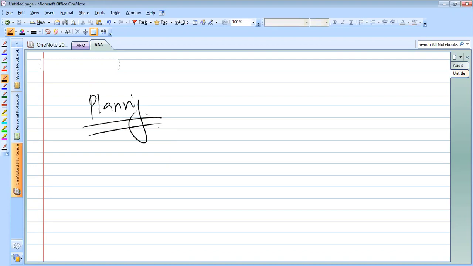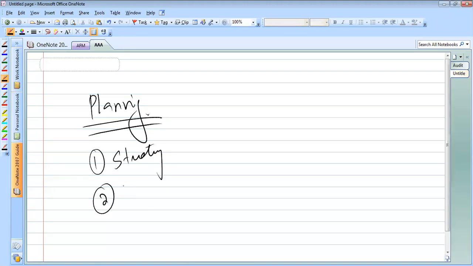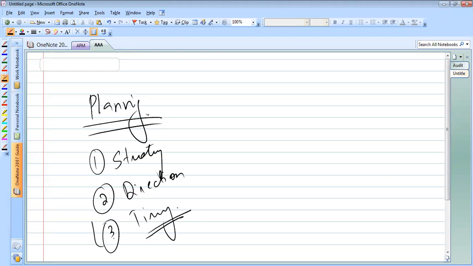So what does the planning stage of the audit involve? The planning stage of the audit involves setting the overall audit strategy, establishing the direction of the audit, and the third one is planning out the timings of the various procedures. That's the first thing that is involved in the audit planning, and these things are covered by ISA 300.